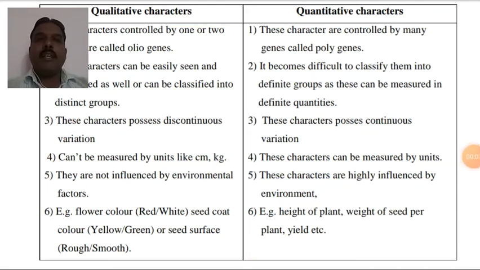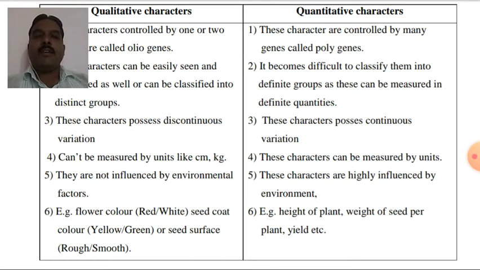Hello students, in the last lecture we studied the topic of multiple alleles: the definition of multiple alleles, its characteristics, and two examples of multiple alleles. The first is blood groups in human beings, where four blood groups are observed, and these blood groups were given by Karl Landsteiner.